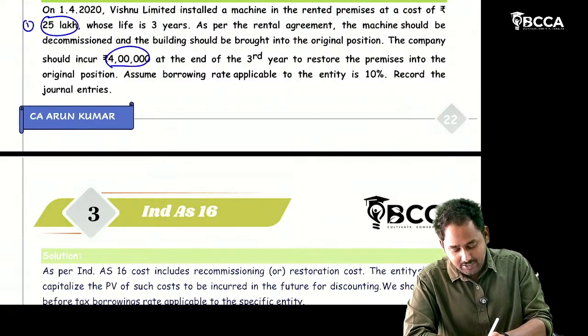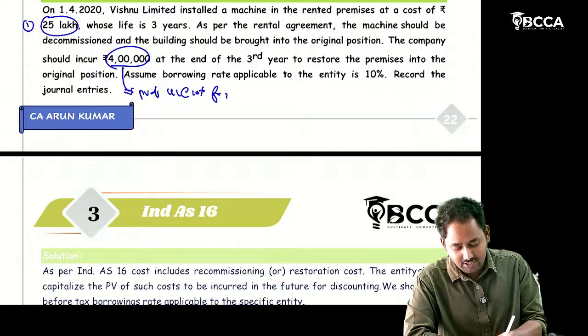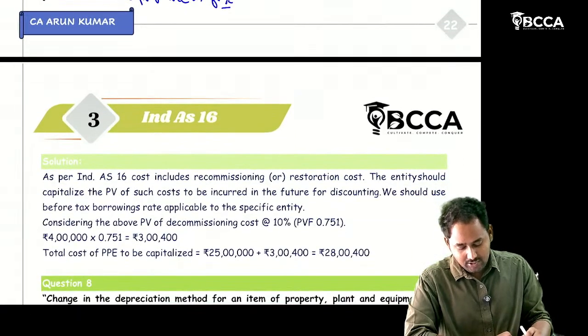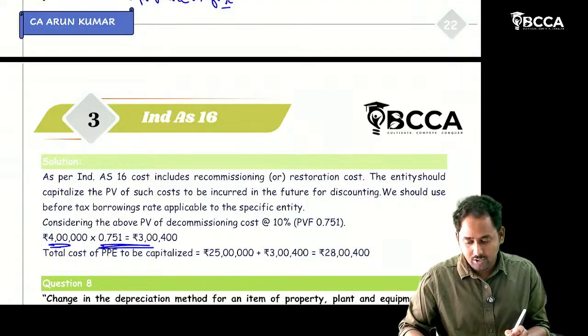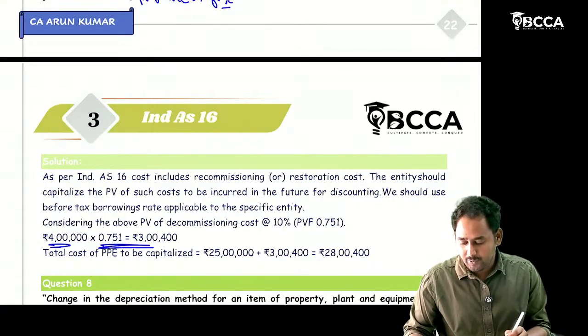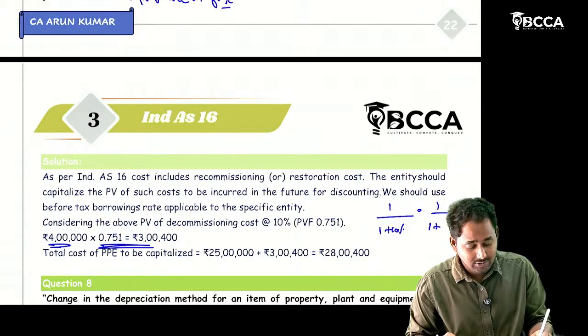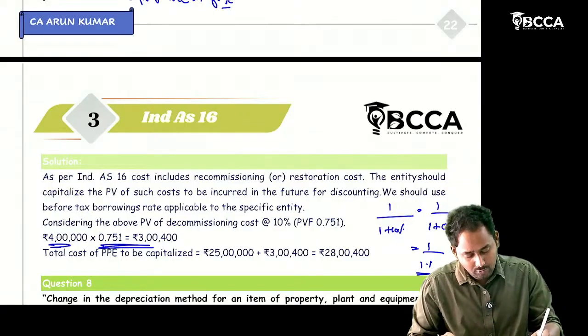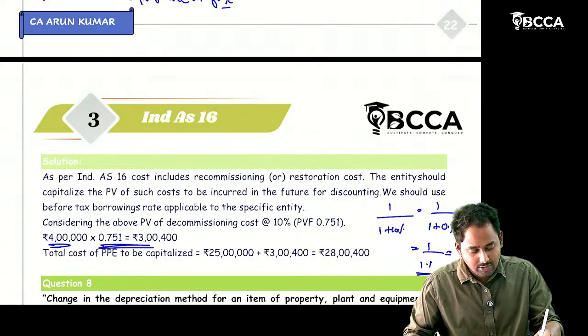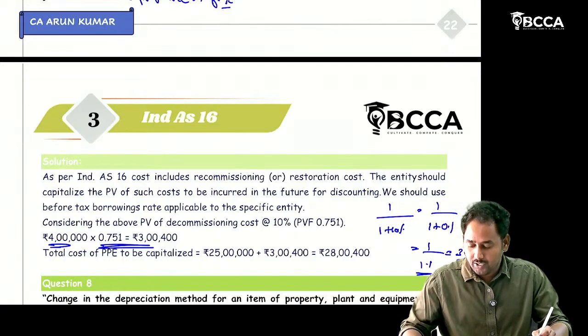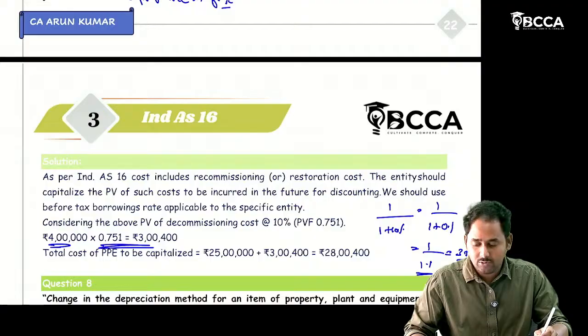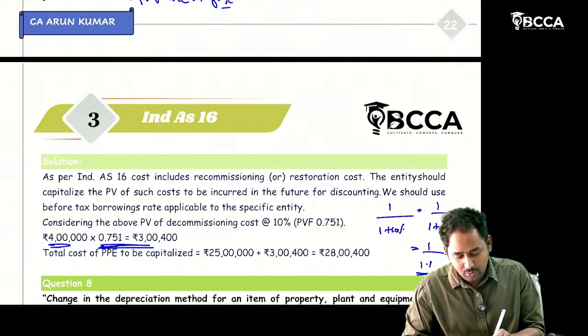Then we should take the present value of this 4 lakhs, at the rate of 10% for 3 years, then record the journal entry. So 4 lakhs into 0.71. How did you get this 0.71? 1 divided by 1.1. How did you get 1.1? 1 plus 10%, that is 1 plus 0.1, then it becomes 1.1. So you should do 1 divided by 1.1, and press equal to 3 times. 1, 2, 3. Then it becomes 0.71.